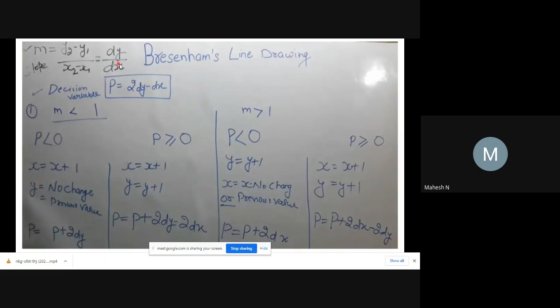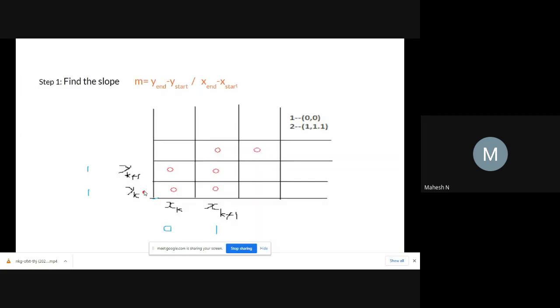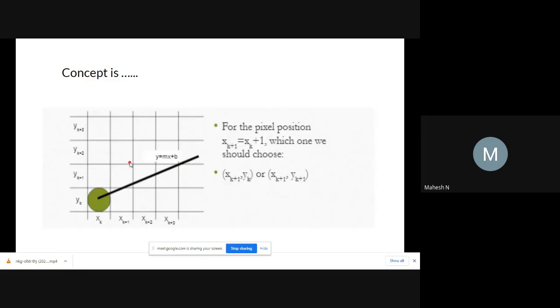If for the second vertex this p turns out to be positive, or 0, what will you do? You will increment x, that is the usual procedure. You will also increment y. That means you will be choosing this pixel, so x is incremented by 1 and y is also incremented by 1.